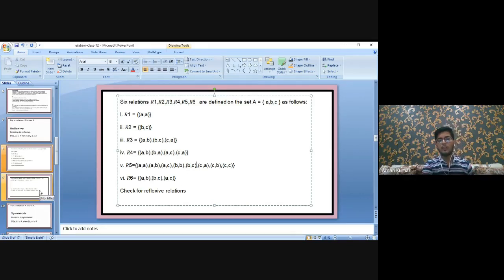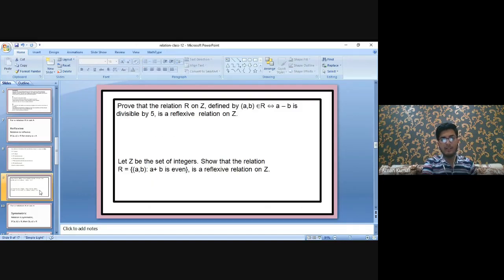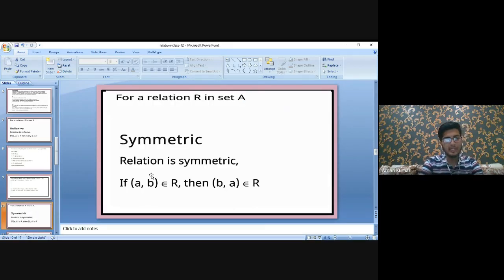So now we are going to study the next type of relation. One more example is there, right? You can study this example and check whether the relation is reflexive or not. Next, we are going to study the symmetric relations.